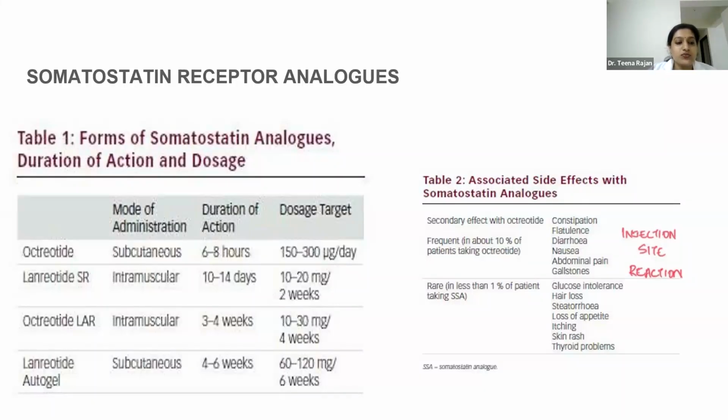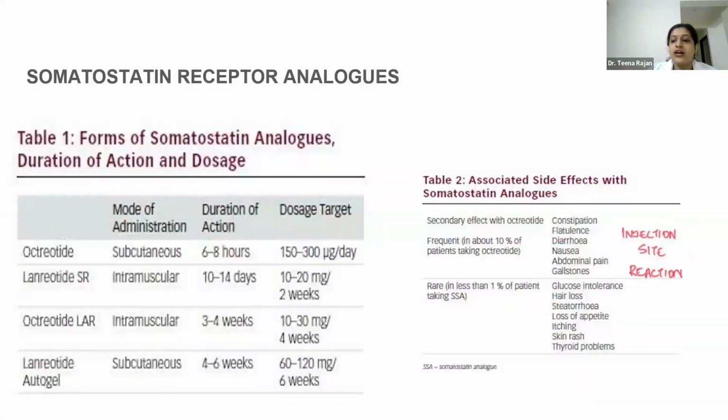Lanreotide has two preparations. One is a sustained release IM preparation, which is given every 2 weeks at the dose of 10 to 20 milligram. And also you have a subcutaneous autogel preparation, which is given every 4 to 6 weeks at the dose of 60 to 120 milligram. The most common side effects that are seen with octreotide are injection site pain, reaction, etc.